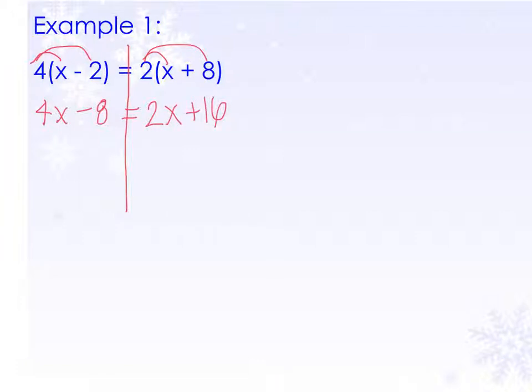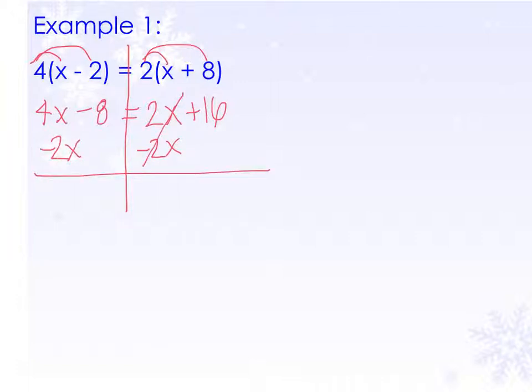Now, I look for like terms on the left side, and there aren't any, and then I look for like terms on the right side. Again, I don't see any, so now I can start combining across the equal sign. I look for my smallest x value. I have 4x and 2x. That tells me I want to move the 2x. I'll subtract 2x from both sides.